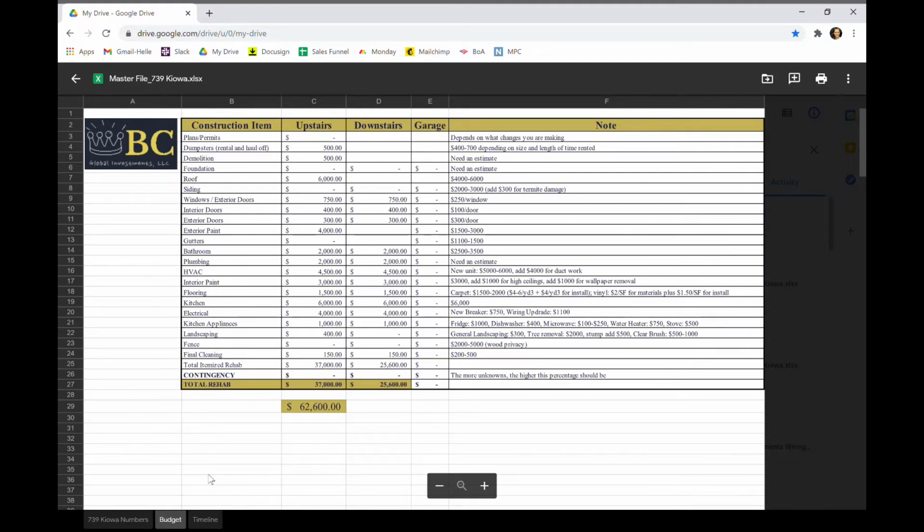For this property, we don't have any issues with the foundation. It's really hard to give just a general idea of how much a foundation repair is going to cost, because it totally depends on the foundation. So you're always going to need an estimate there.